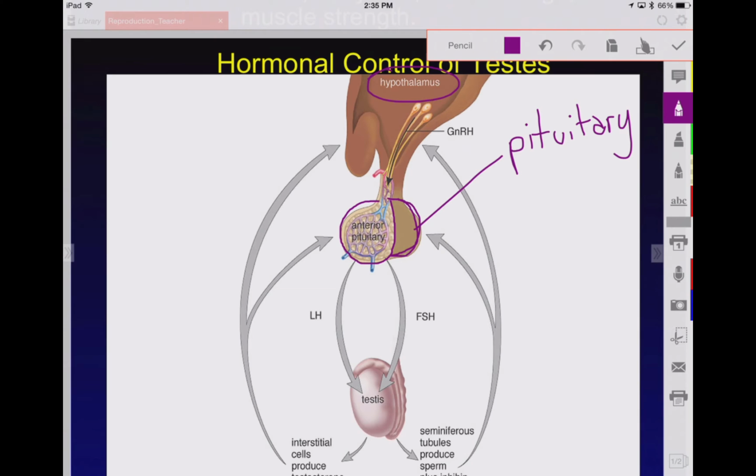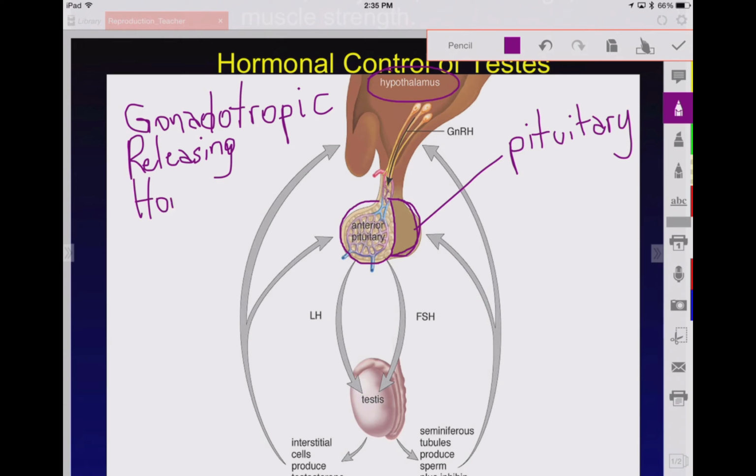But what I want to focus on is how it all gets started, how this ball gets rolling. Around the time of puberty, the hypothalamus is going to send out even greater signals here. You'll see something there mentioned as GnRH, and that is gonadotropic releasing hormone. Okay, basically what GnRH stands for.